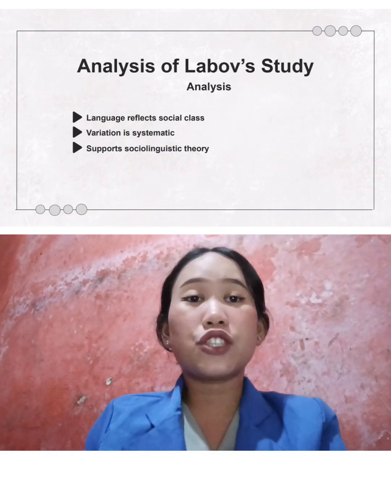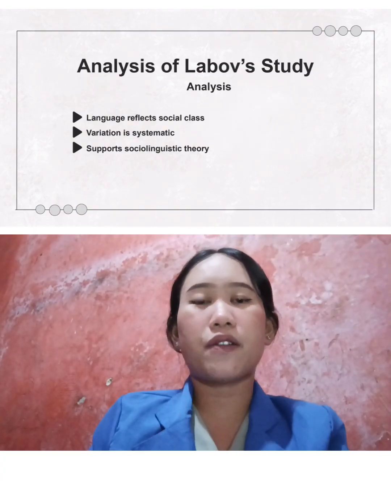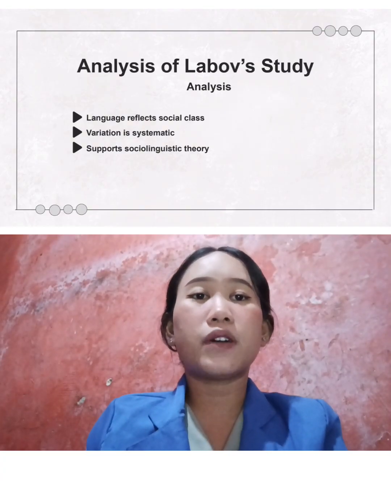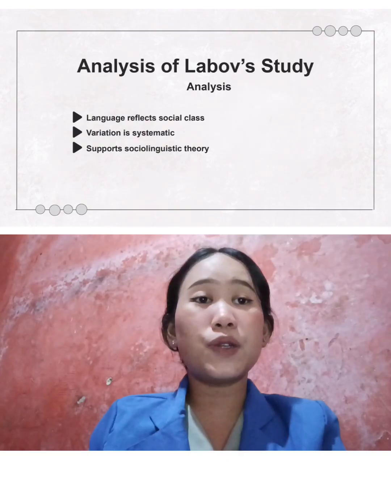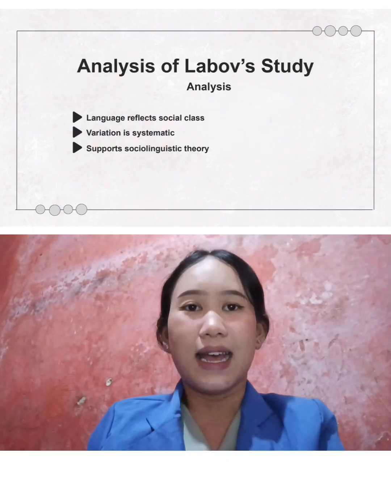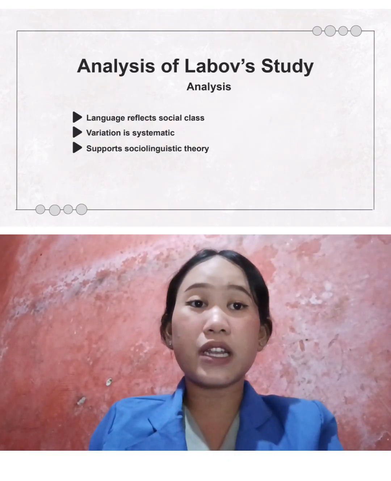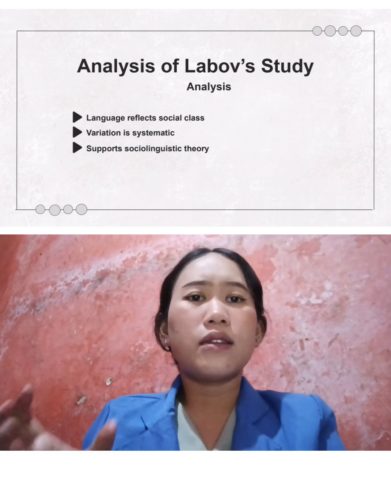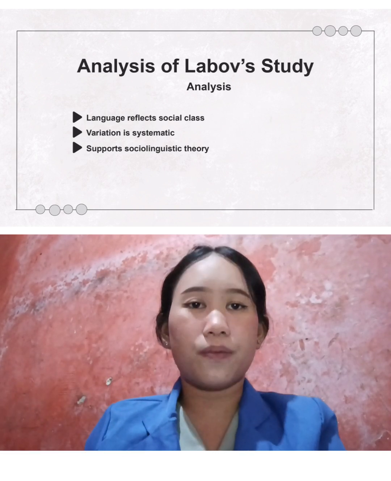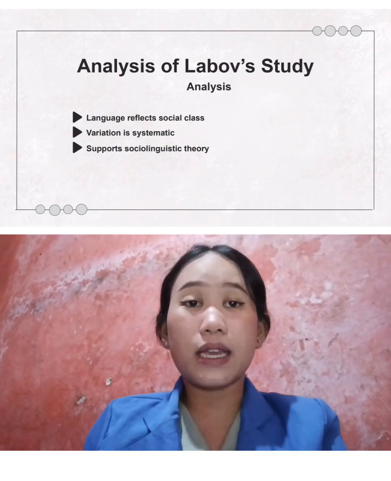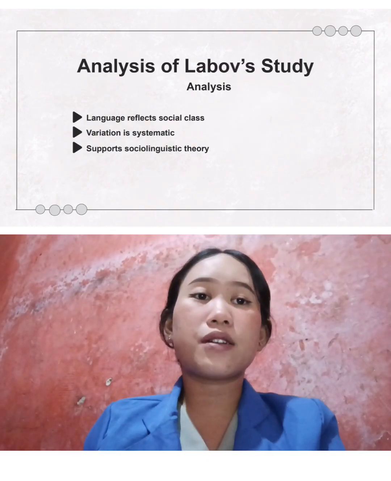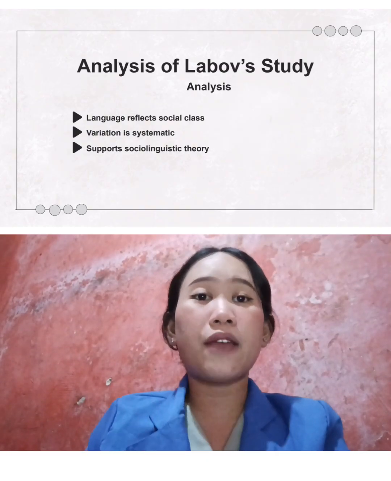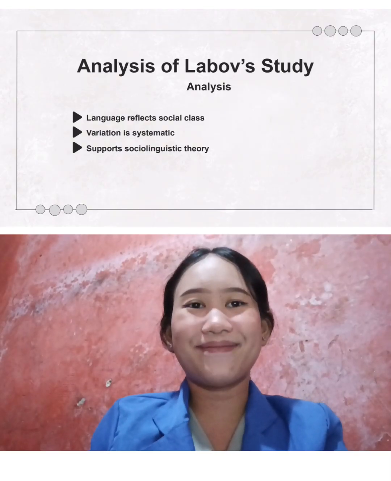Finally, this study strongly supports sociolinguistic theory. It confirms Labov's argument that language must be studied within its social context. The results demonstrate that linguistic variation is an essential part of how language operates in society, not a deviation from the norm. Because of this, Labov's study is considered one of the most important pieces of evidence in sociolinguistics.